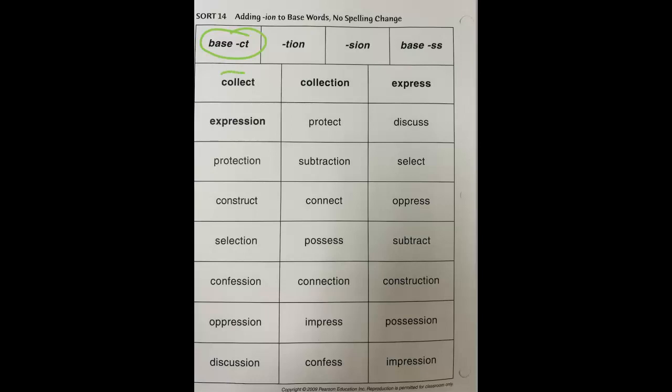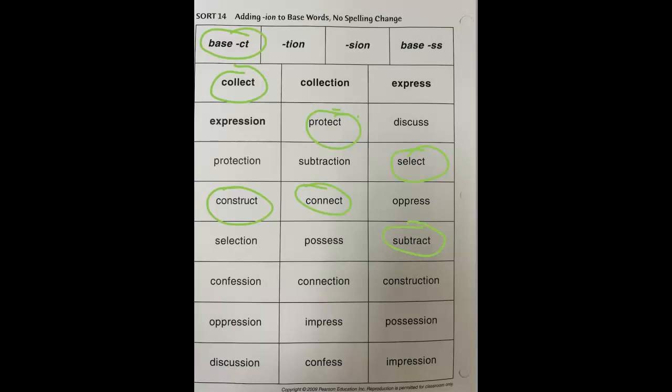For example, collect. You hear the collect, CT. Protect, protect. Select, it ends with the CT. Construct, I hear the CT. Connect, and subtract. Okay, those are our base words. They all end with ECT or ACT or UCT. So they all end with a CT.